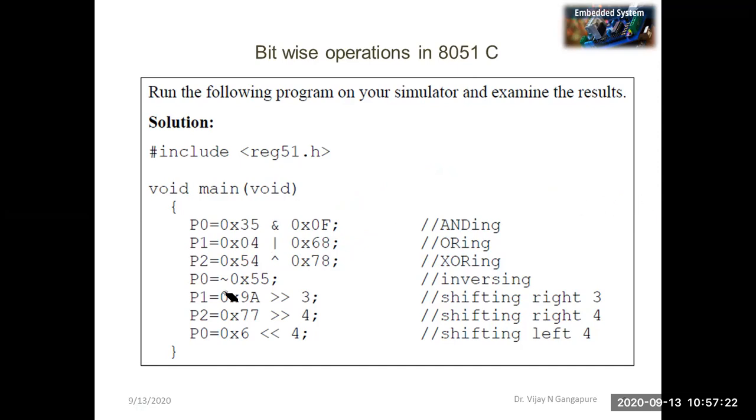Okay, now next is 0x54 ^ 0x78. That is a bitwise XOR operator between data 0x54 and 0x78, and the result will be outputted to port 2. Now see how this operator operates.